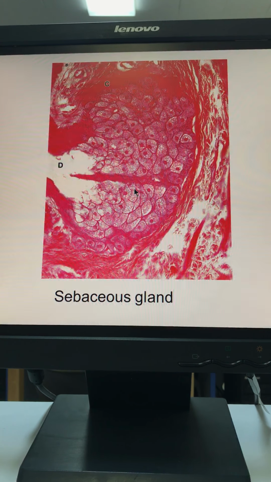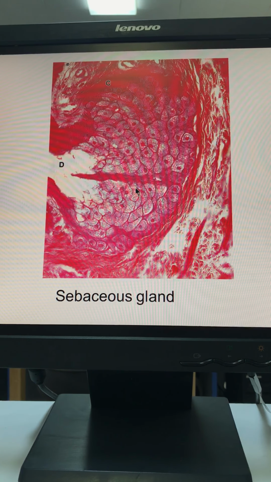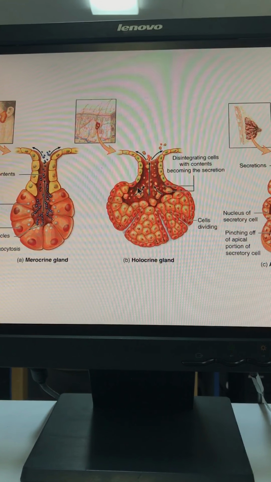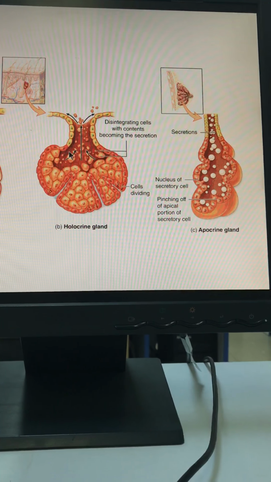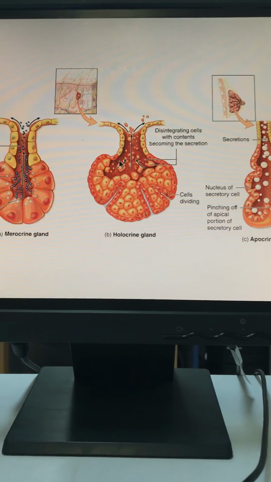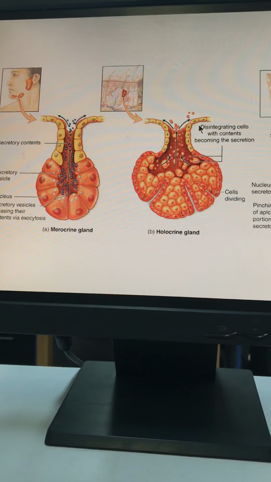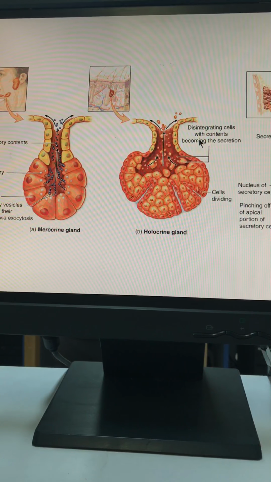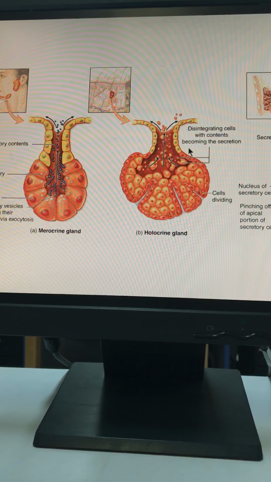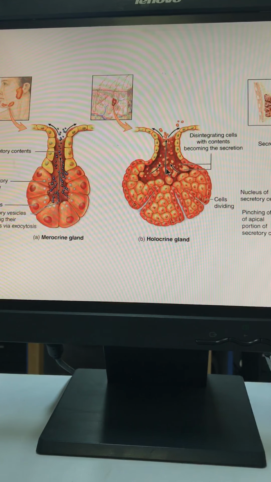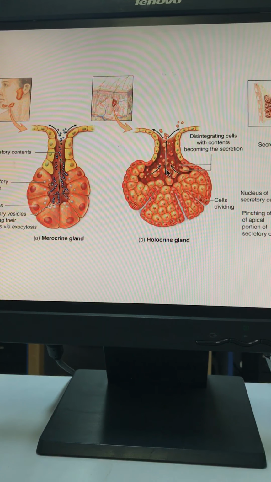Holocrine. Yes, holocrine secretion. We have more than one type of secretion, meaning the way the secretion will leave the cell: it can be merocrine, holocrine or apocrine. In sebaceous glands it is holocrine. The whole cell undergoes disintegration, the contents become the secretion, and the organelles undergo disintegration.